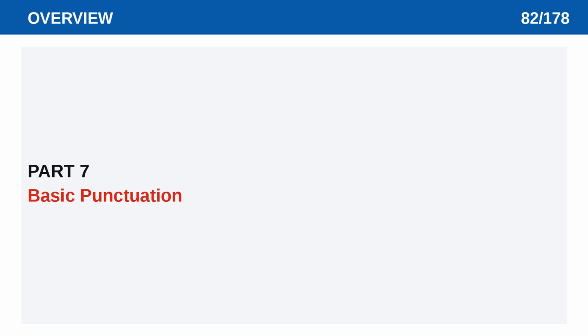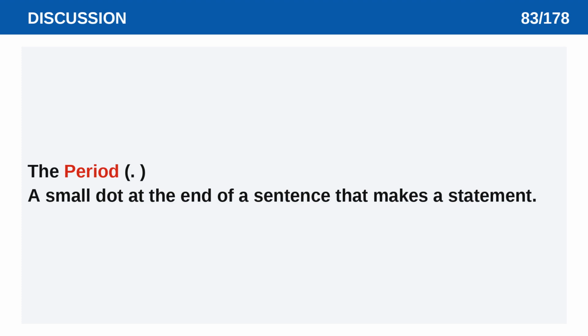Now that capitalization makes sense, let's move to punctuation, the small marks that help a reader understand your sentences. Let's start with the period. The period is a small dot. We place it at the very end of a sentence that makes a statement, to tell the reader, this sentence is complete.